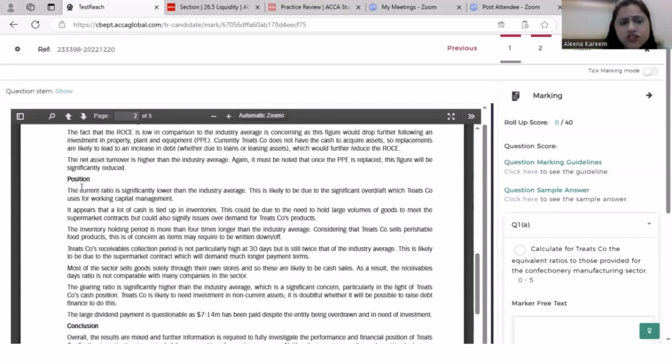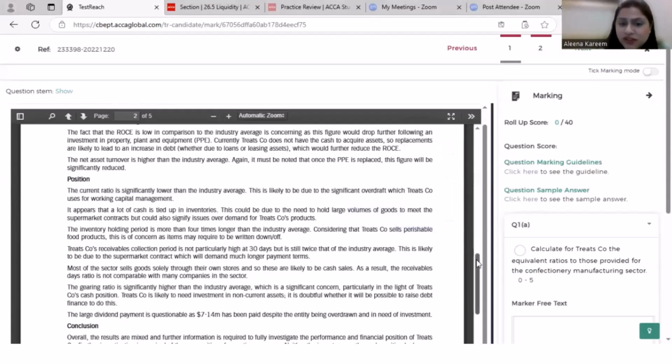It is talking about current ratio being significantly lower, maybe due to significant overdraft. Then a lot of cash tied up in inventories. They are talking about large volumes of goods to meet the supermarket contracts. Inventory holding periods discussed further. They are talking about the kind of items, perishable items that they are dealing with.